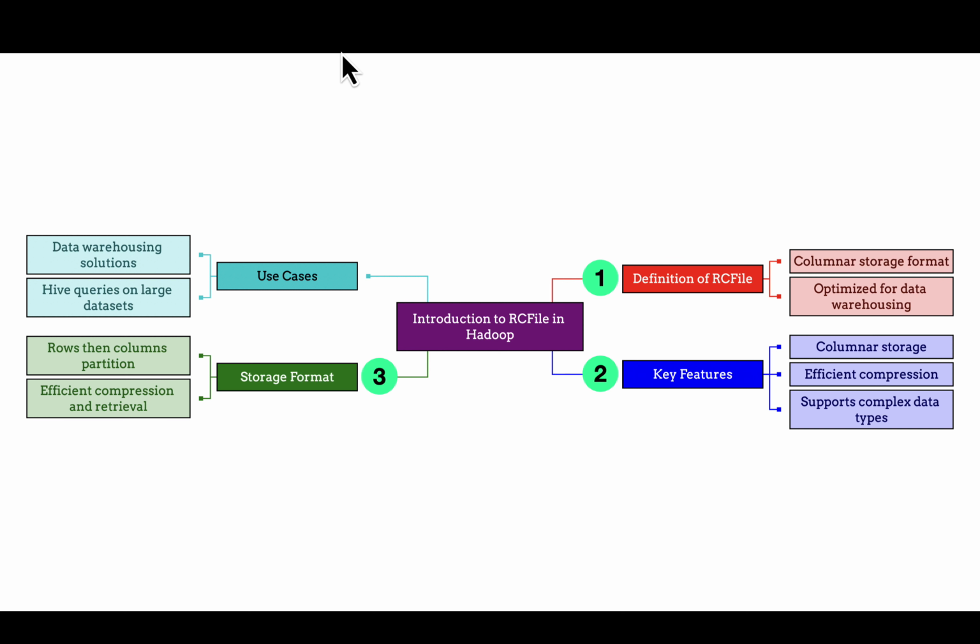3. Storage format. In RC file, data is first partitioned into rows and then into columns, allowing efficient compression and fast data retrieval. This format is particularly beneficial when queries access only a subset of columns in a dataset.